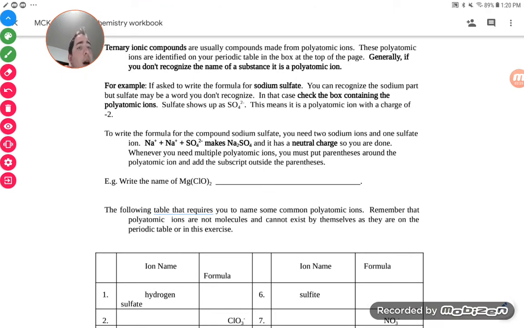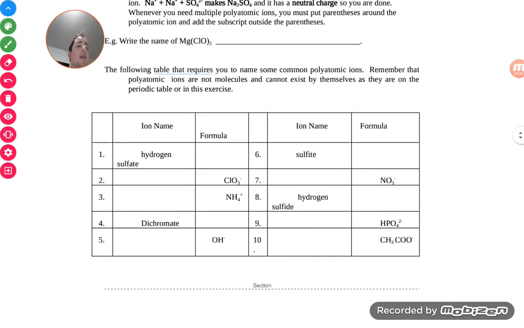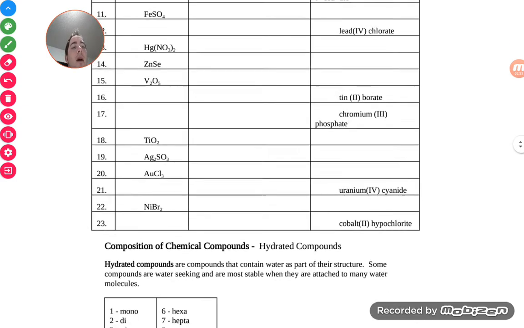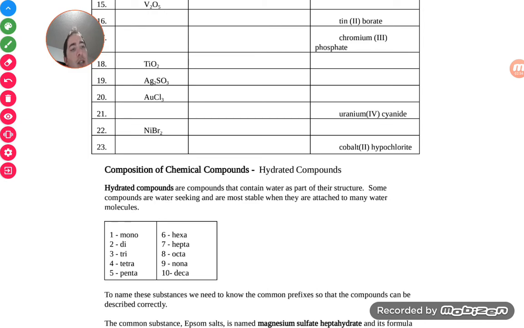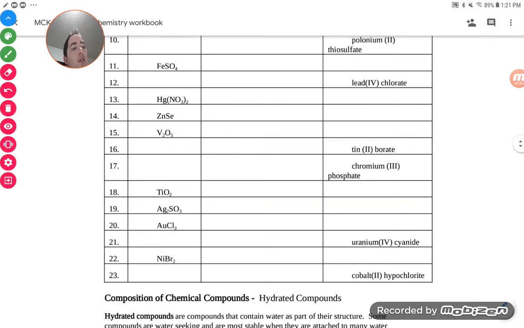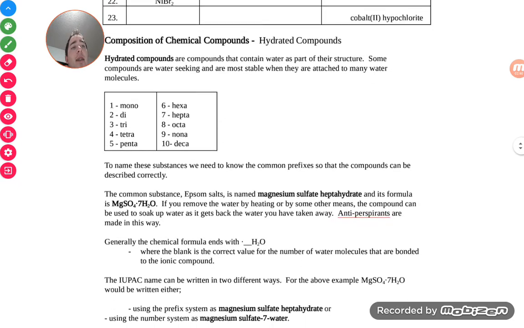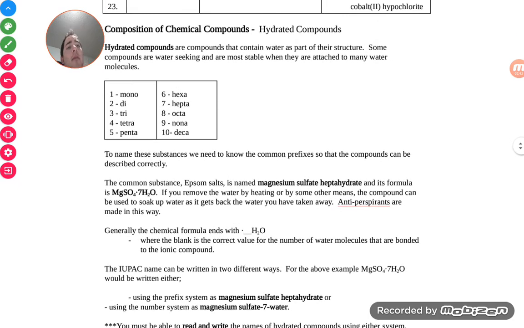So you have a few pages here. I know it seems like this video is going to cover a lot of pages, but there's 2 pages here of just practice with that. Feel free to use them all if you wish, and feel free to just do the first page if you're confident, okay? The second little part of this mini lesson here is hydrated compounds.